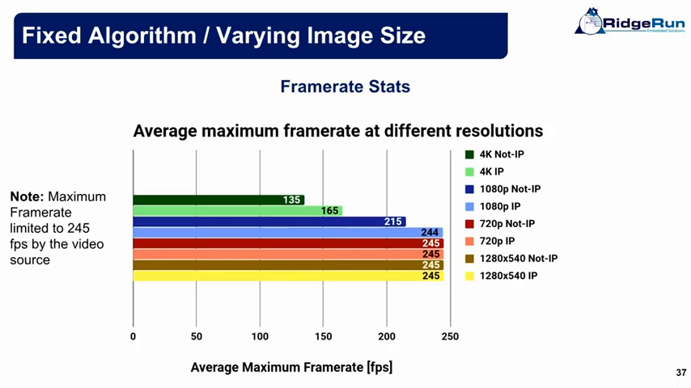So this is the maximum frame rate we could achieve. As you can see, we present both the not in place and in place cases. For 4K, we are able to achieve 135 and 165 frames per second. And starting from there, we limit ourselves to 245, and that's because the camera we were using just gave us 245. So we could go way above that, but we got a hardware limitation.